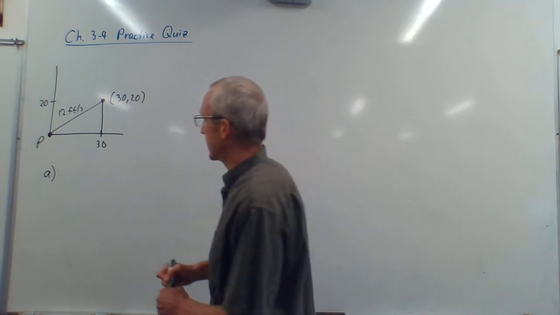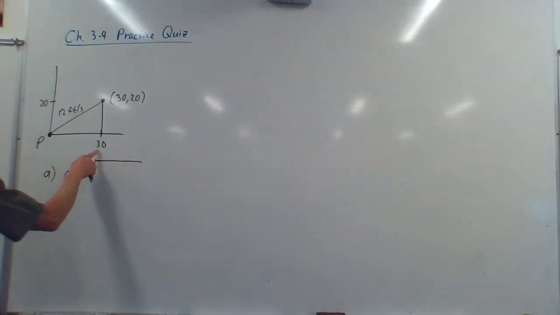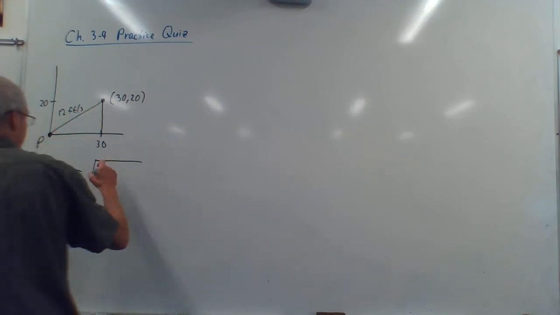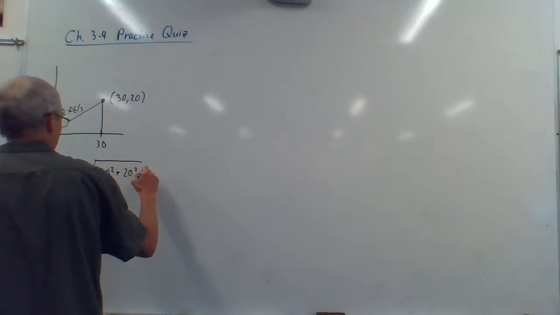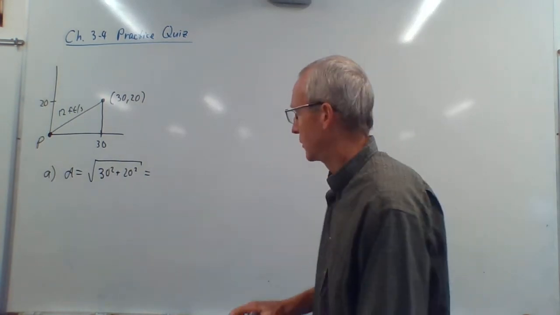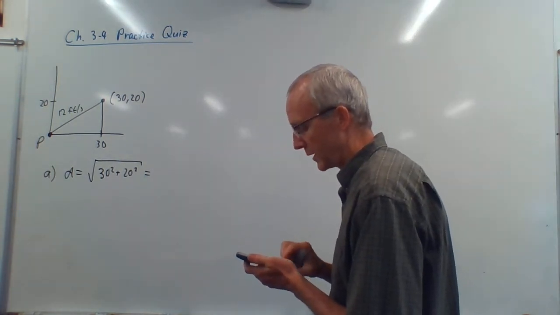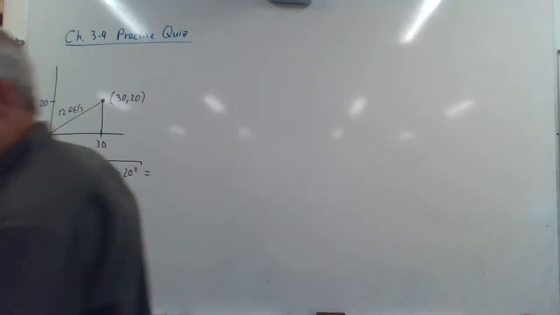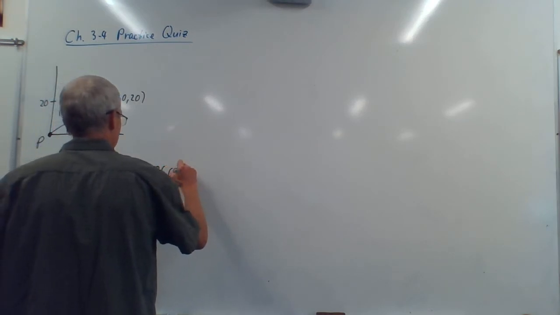So the distance, we can use the distance formula. The distance is the square root of the x distance squared plus the y distance squared. We want to find this distance. We know this is 30, that's 20. So it's just the Pythagorean theorem, 30 squared plus 20 squared. And what do we get? I get 36.0555.